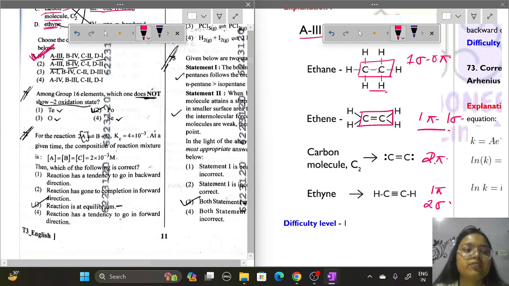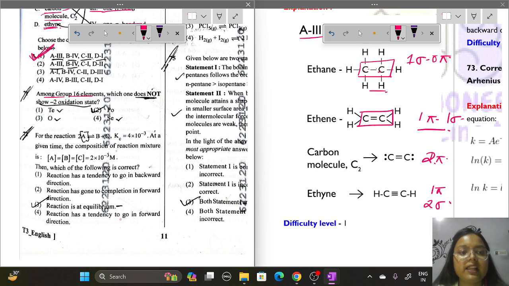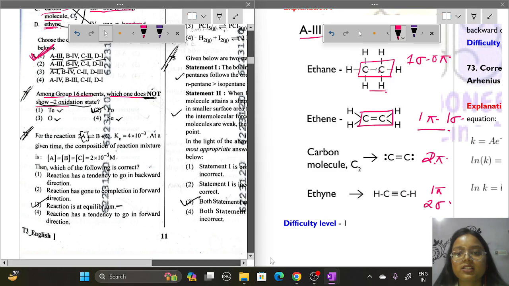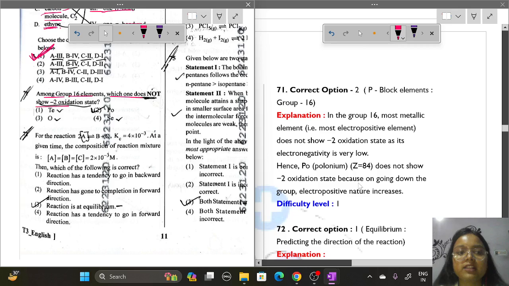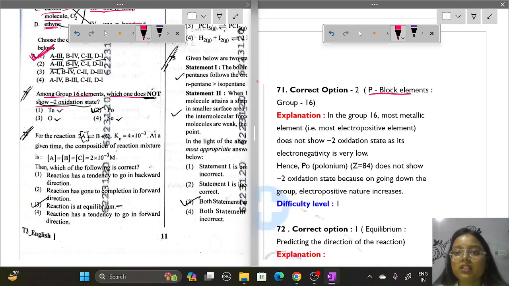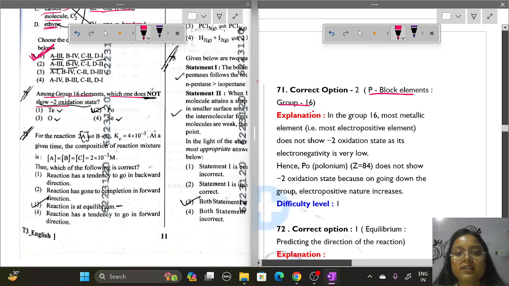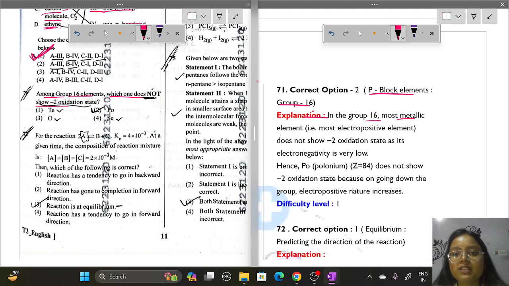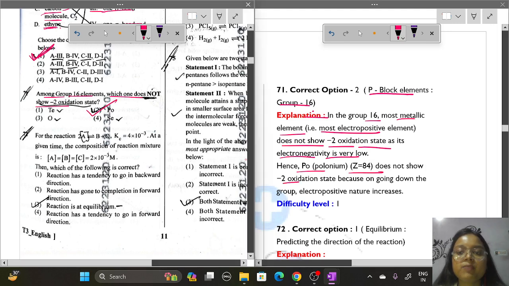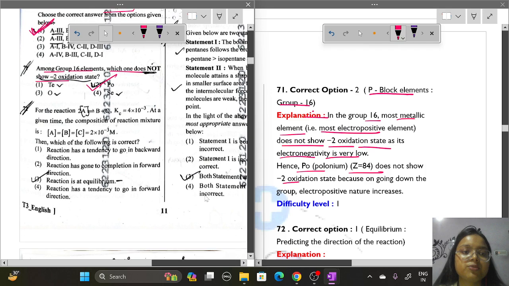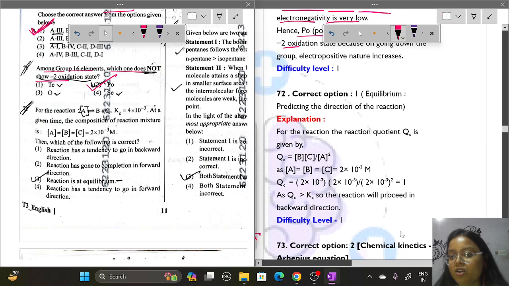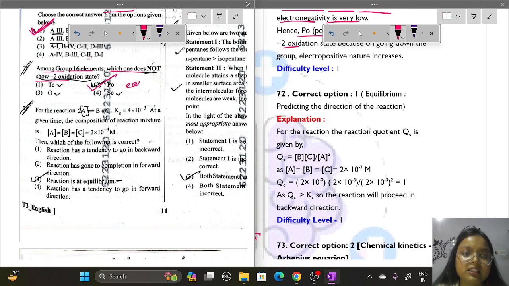For question number 71, among group 16 elements, which one does not show the -2 oxidation state? It is from p block elements, group 16. Explanation: in group 16, the most metallic, that is the most electropositive element, does not show the -2 oxidation state as its electronegativity is very low. Hence polonium does not show -2 oxidation state because it is the most electropositive element. Option number 2 will be the correct option, and if you know the p block correctly, it will be an easy question for you.